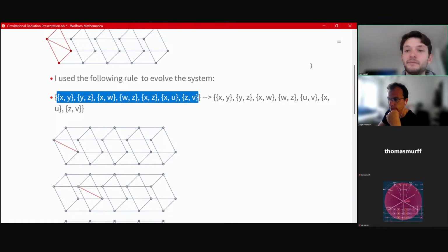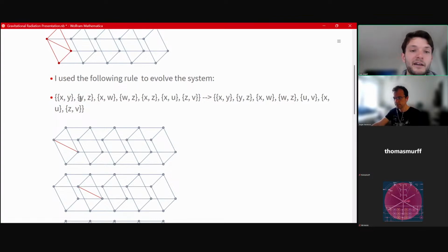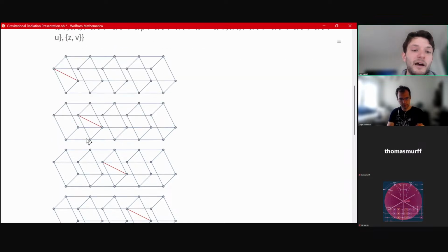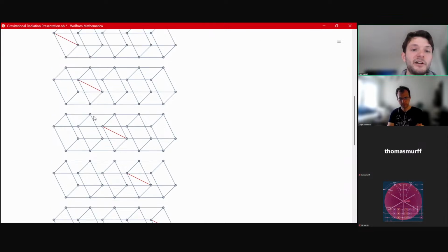And so here I have X, Y, Z, U, V, and W. So now we're dealing with a pattern of 6 vertices within this graph. And we're changing that pattern so that after every evolution, this horizontal edge here is transported to the right.